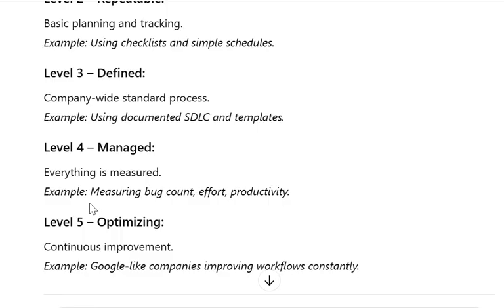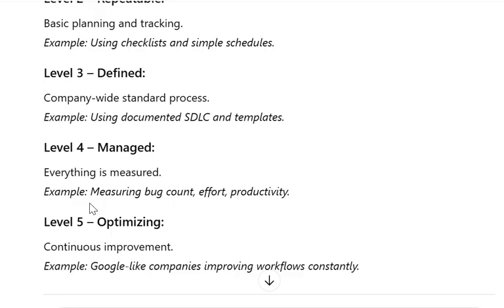So the fifth level is continuous improvement, which is optimizing. Companies like Google and Microsoft have teams to evaluate how good the workflow is and how they can make it better for their people. How they can decrease the effort, how they can increase the output, what improvements can be continuously made. So this is the optimizing level.